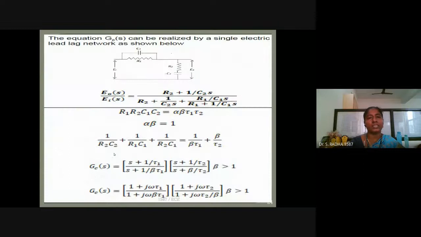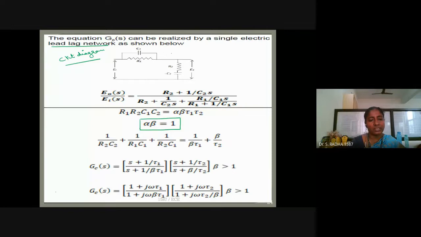Both advantages. This is the circuit diagram of the lead lag compensator. You can see R1C1 parallel, R2C2 parallel. And alpha and beta: alpha is a value less than 1, beta is a value greater than 1. Finally, alpha beta equal to 1 is the constant.